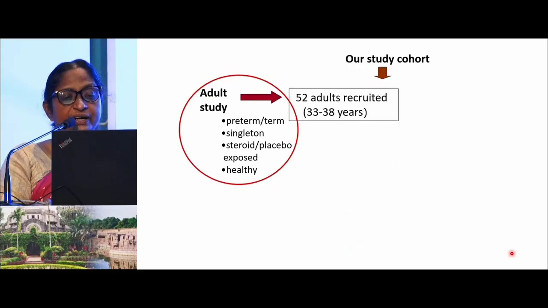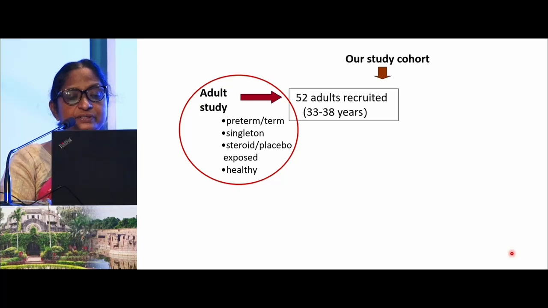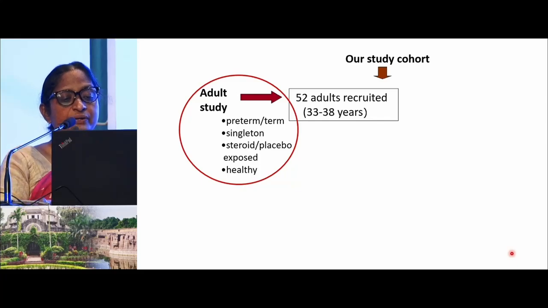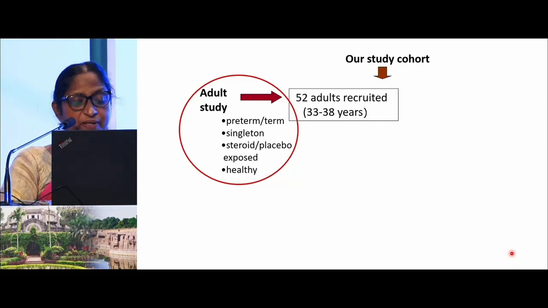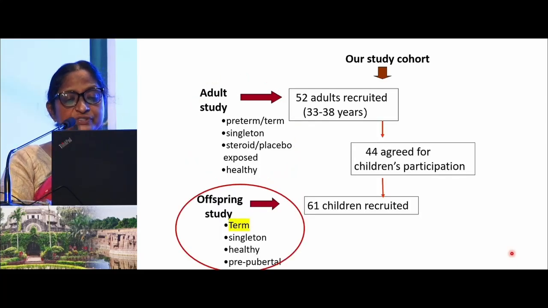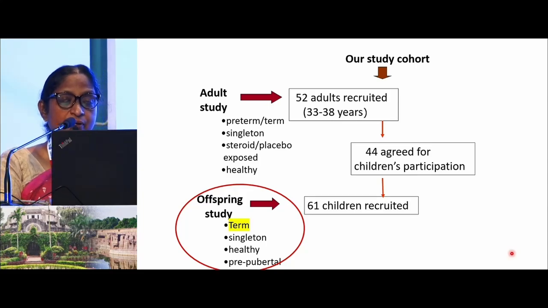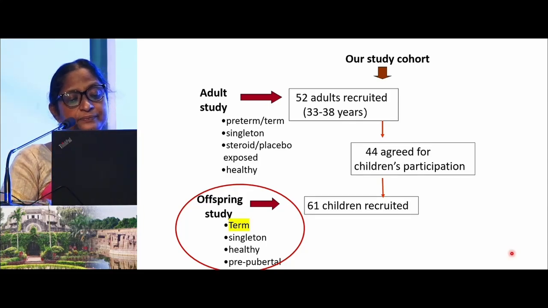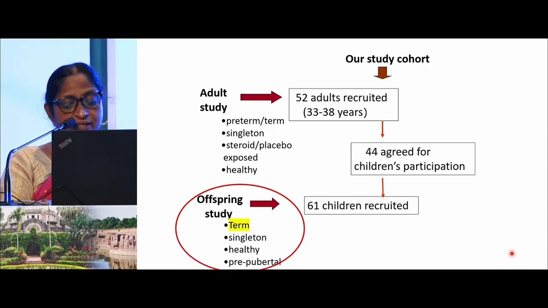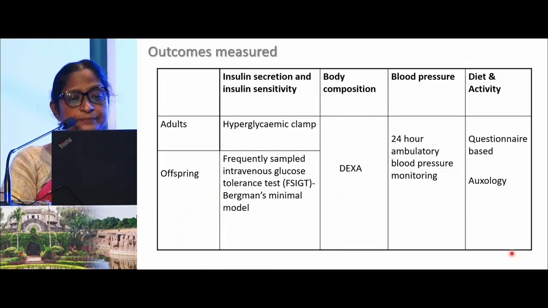So our study cohort had 52 adults aged between 33 and 38 years. They could be born either preterm or term, all were singleton, and steroid or placebo exposed, and they are all healthy. And 44 of these adults agreed to the children's participation, and 61 children were recruited. All the children were born at term. They were from a singleton pregnancy, they were healthy and prepubertal.